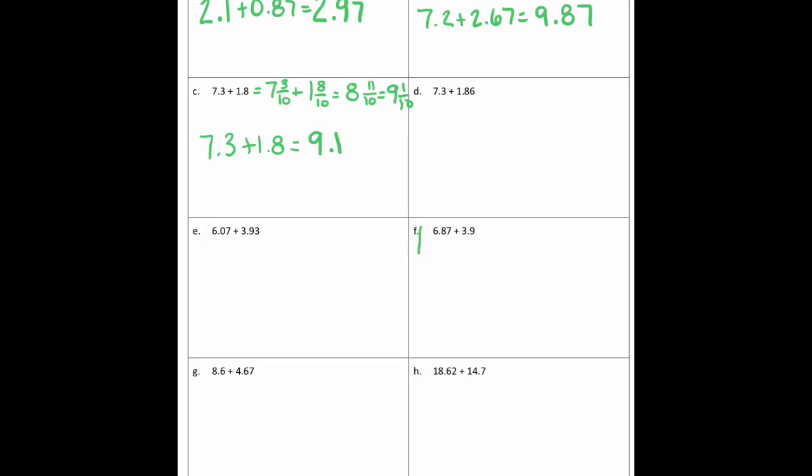Alright, part D, we have 7.3 plus 1.86. If I wrote those as fractions, it would be 7 and 30 hundredths. So I'm going to go ahead and do hundredths because the second one has hundredths. Plus 1 and 86 hundredths. I'm going to add those together. 7 and 1 gives you 8. And then 30 hundredths and 86 hundredths would actually give you 116 hundredths.